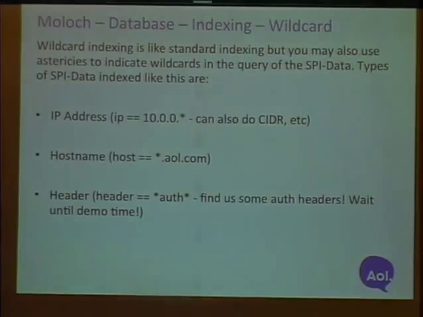We also support wildcard. For most of the strings and IP addresses, you can use wildcards so you don't have to know the full thing, and Elasticsearch will automatically find and match based on where you put the asterisk. You can have the asterisk in the beginning, middle, or end. We also support the CIDR notation for IP addresses, and you can also add a port to your IP address just for ease of use.